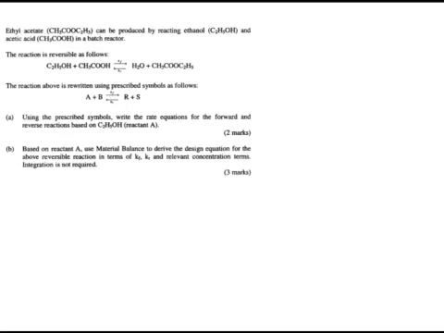So the first part, part A, tells us to write the equations for forward and reverse reactions based on reactant A. For the forward reaction, we can write it as Ra minus, which is the rate of disappearance of A. It's equivalent to the forward rate constant Kf multiplied by the concentration of A.